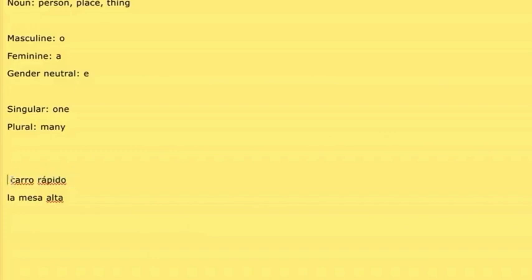Now, another thing to note is the fact that if we change it to being plural, "los carros" have to be "los carros rápidos." So you can see that now that we've made it masculine and plural, everything around it is also going to change in order to be in the masculine plural form. So if we said "la mesa es alta," that would not work. We'd have to say "las mesas altas."